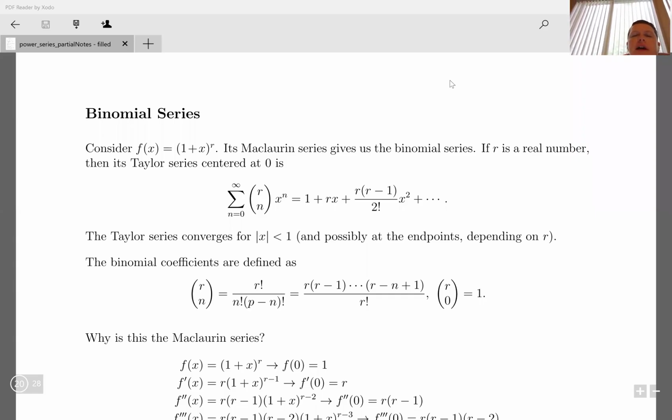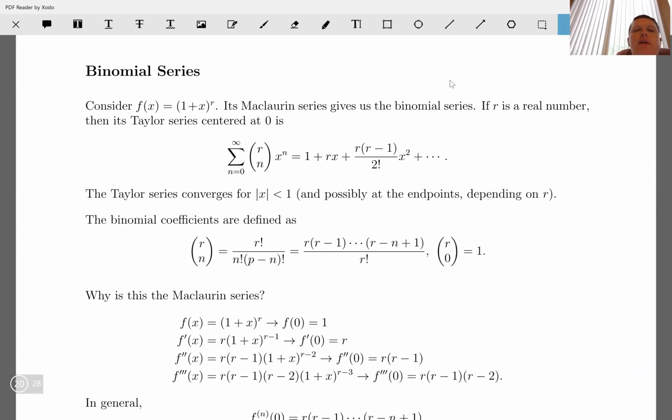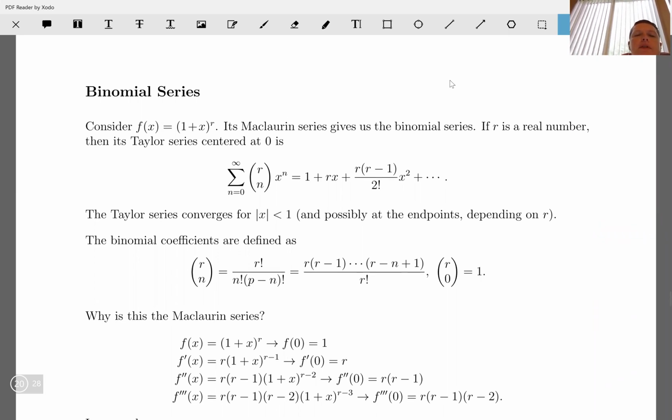All right, as advertised in my last video, we will be talking about the binomial series this time. So what is a binomial series? Let's consider f of x as (1 plus x) to the r. Its Maclaurin series gives us what's known as the binomial series.